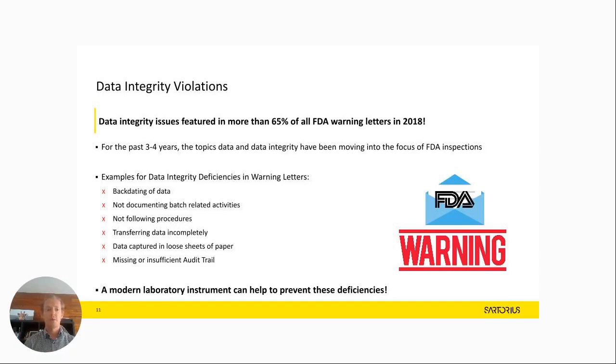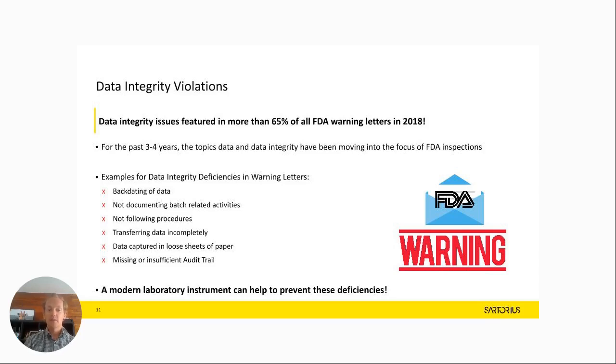Do we follow them always? Yeah, FDA says not in that example. Transferring data incompletely. That happens very often. Data captured in loose sheets of paper. I worked in my past mostly with paper. And yeah, since I've learned more about data integrity, I see the arguments against it.